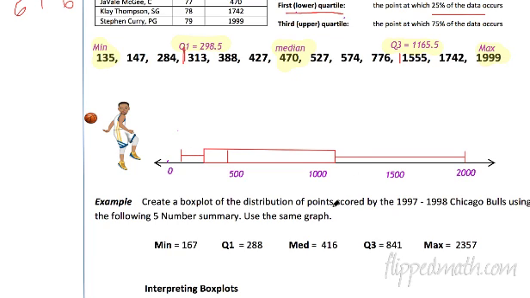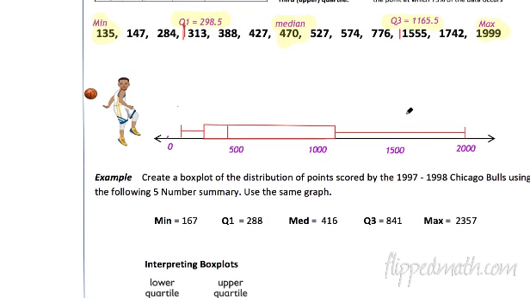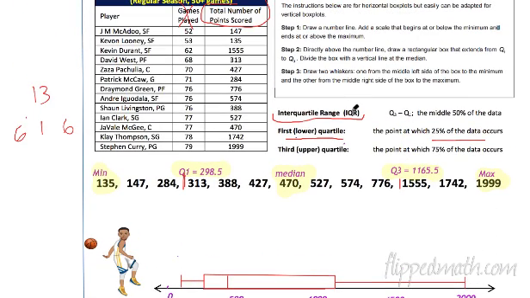Sometimes called a box and whisker plot. So as you notice, different parts of the box are different sizes, and that tells us different things. That's going to bring me back up here, the interquartile range.